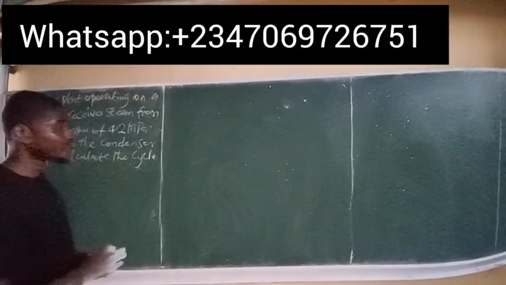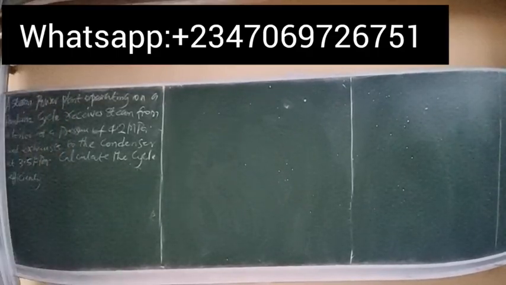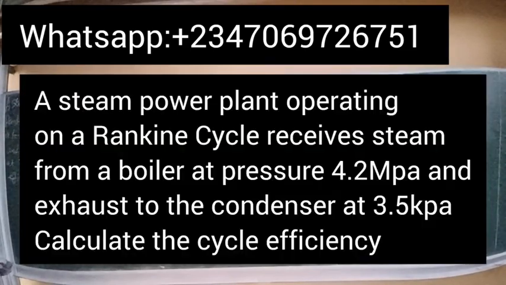Alright, so to follow up our series on Rankine cycle, let's consider the question on the board. It says a steam power plant operating on a Rankine cycle receives steam from a boiler at a pressure of 4.2 megapascal and exhausts to the condenser at 3.5 kilopascal. Question says calculate the cycle efficiency.